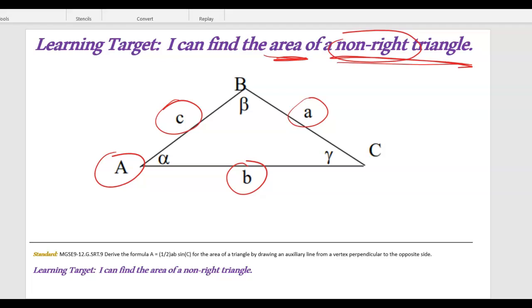Keep studying now. You're ready for our next test, which is over law of sines, law of cosines, a few word problems involving law of sines and law of cosines, and finding the area of a non-right triangle.